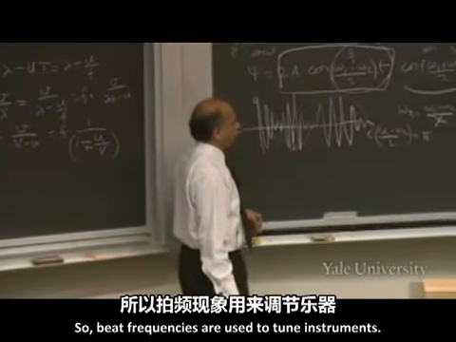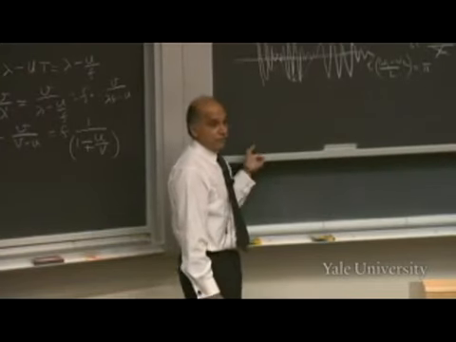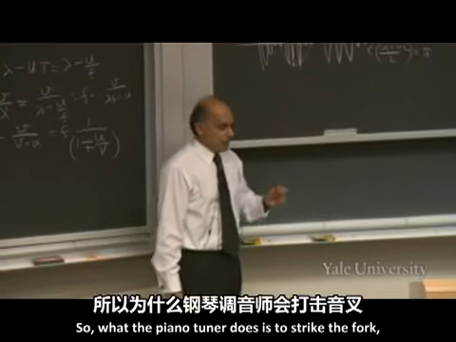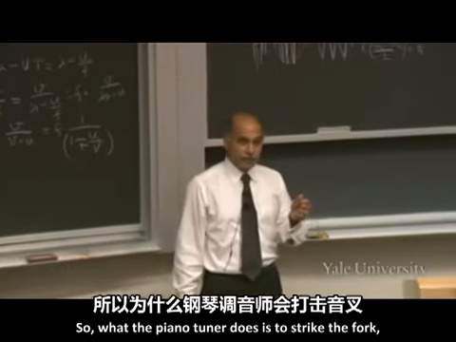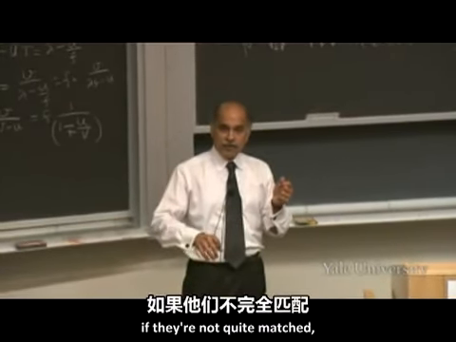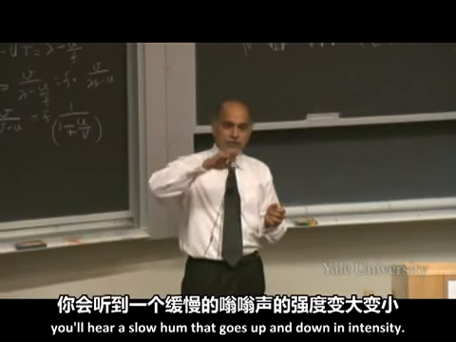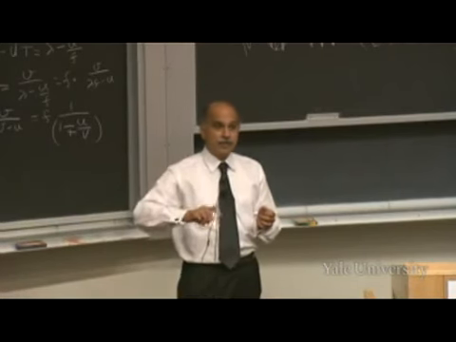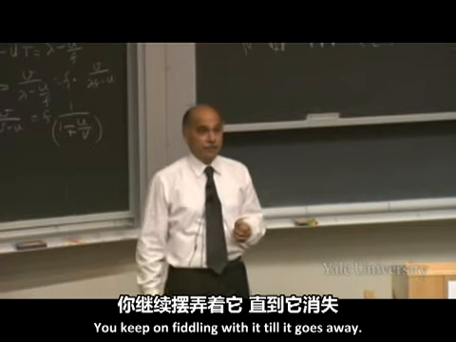So beat frequencies are used to tune instruments. What the piano tuner does is to strike the fork and strike the thing on the piano and listen to the 2. If they are not quite matched, you will hear a slow hum that goes up and down in intensity. You keep on fiddling with it till it goes away.